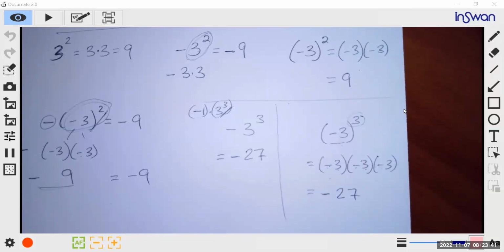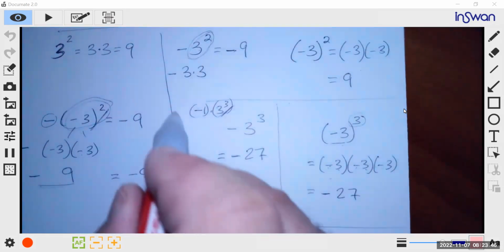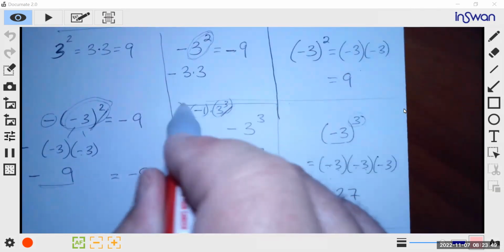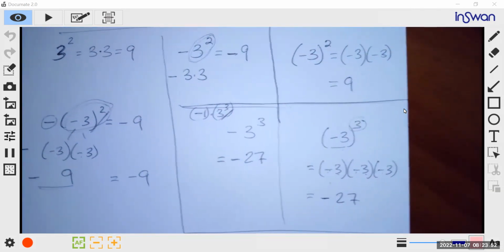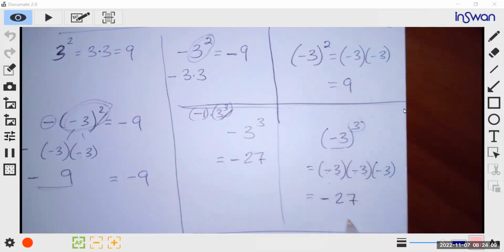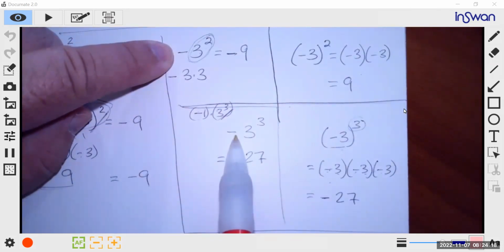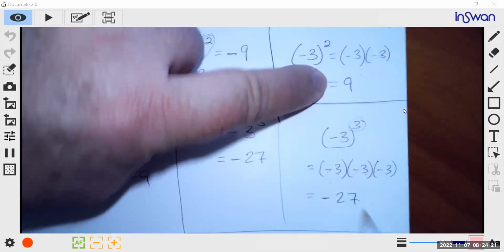So what do you notice between these 4 examples? What are they showing you? What are they trying to simplify or signify? Why is that a positive 9? Why is that a negative 27? I understand why these are both negative because the negative's out in front. That's not a tough one. But why are these different signs?